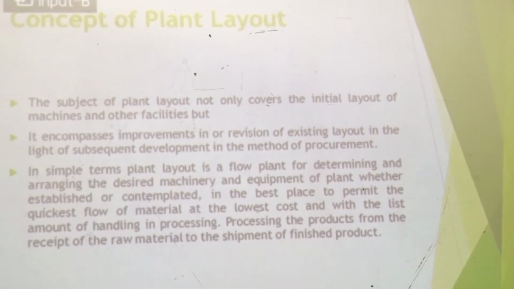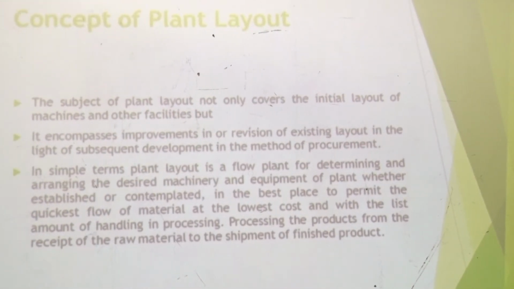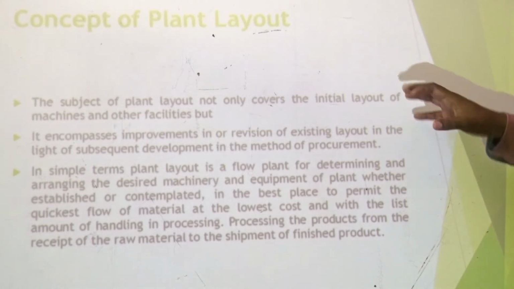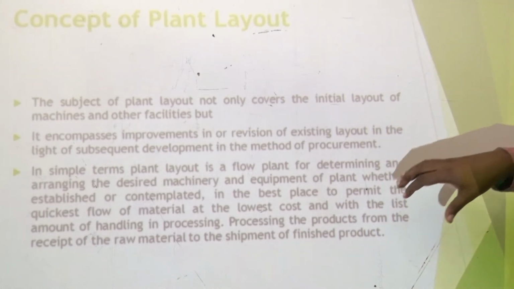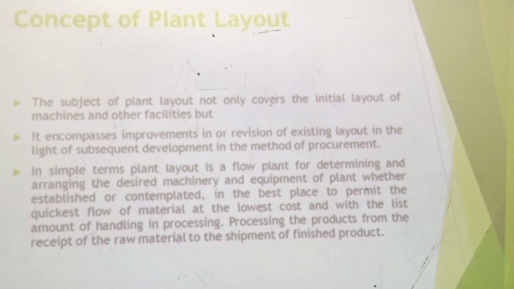So it's not only limited to the initial layout of machines. It also encompasses the improvements or revision of existing layouts in the light of subsequent development in the method of procurement. So basically, when you're coming up with a plant layout, you must also consider your procurement. And we said procurement is all about acquisition of goods, works, and services.